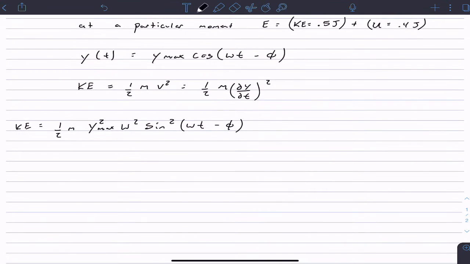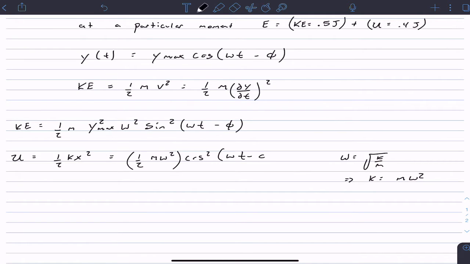Okay, so now what do we have for an oscillating spring? We had half k x squared, and that's going to be equal to half, where k, if we recall this relationship, is going to equal m omega squared. So now we have half m omega squared, and then cosine squared of omega t minus phi, because it's just the position function. Oh, also y max. Can't forget to put that in there.